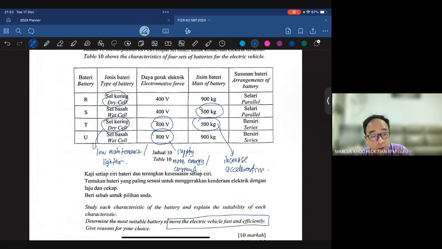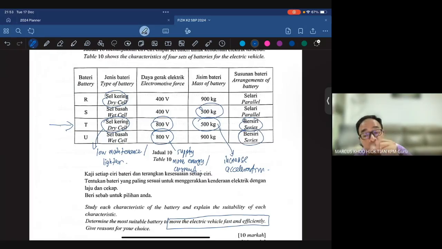Okay, and the arrangement of the battery, this is very important. You want to have a high-powered car. You want to have big EMF. So if you're looking at this, you're obviously already going to choose T, because you have already chosen 3 out of 4. Okay, so we're going to go for series arrangement.